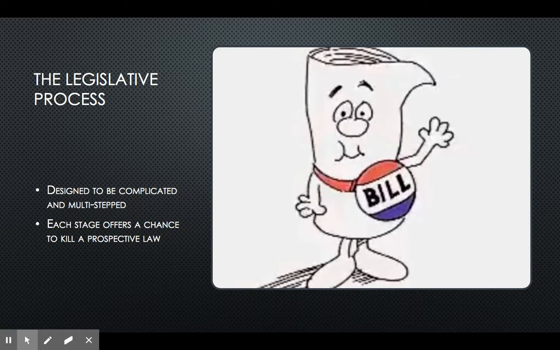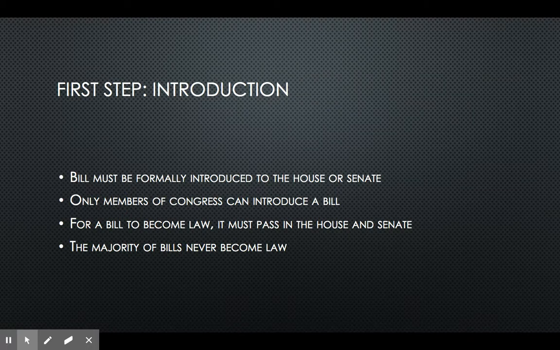Each part of the legislative process is going to offer a chance to kill a prospective law or bill or piece of legislation. I'm going to use all of those interchangeably. The first step of the legislative process is introduction. Anyone can come up with an idea for a new bill or law, but only members of Congress, so a representative or a senator, can introduce a bill. And it has to be formally introduced to the House or the Senate.